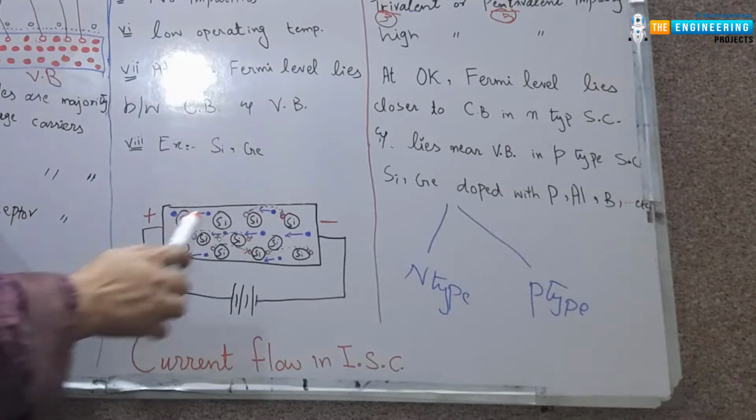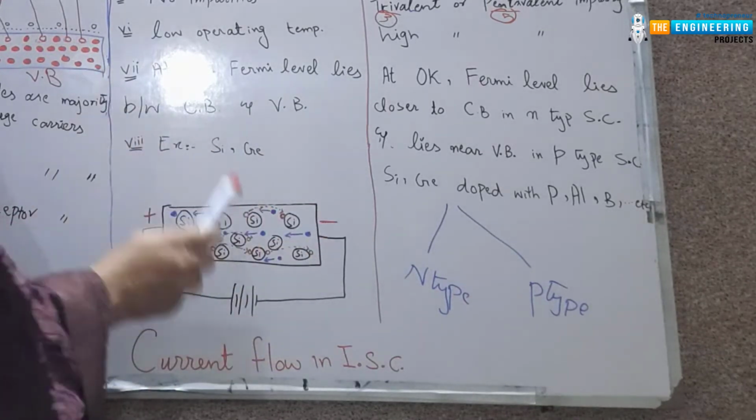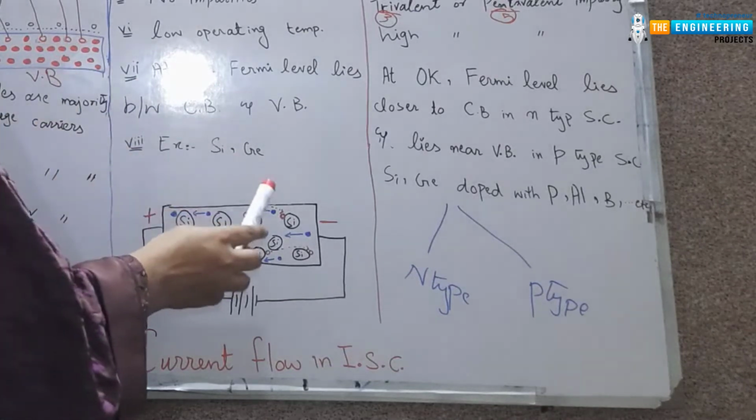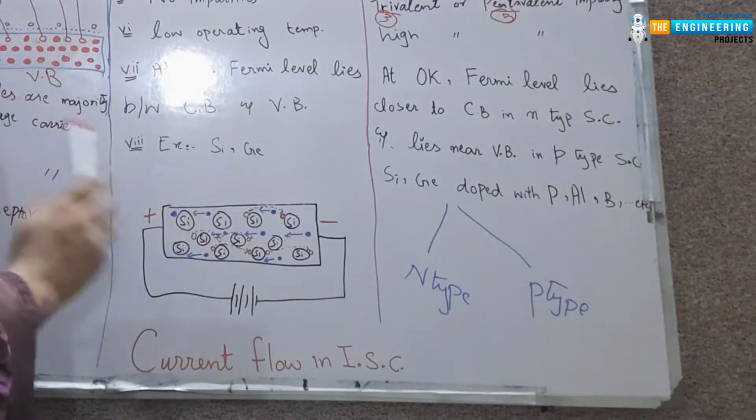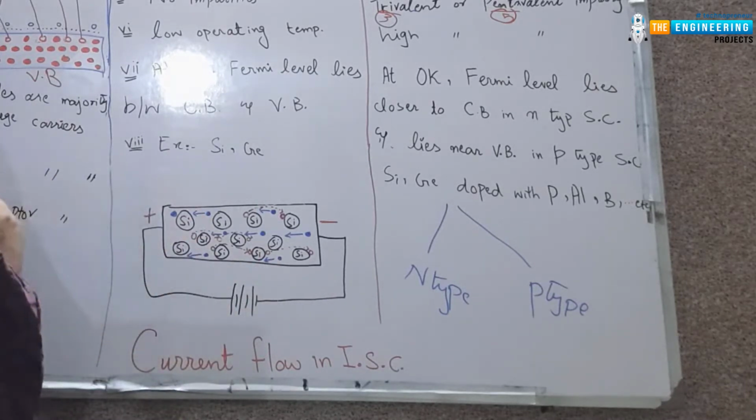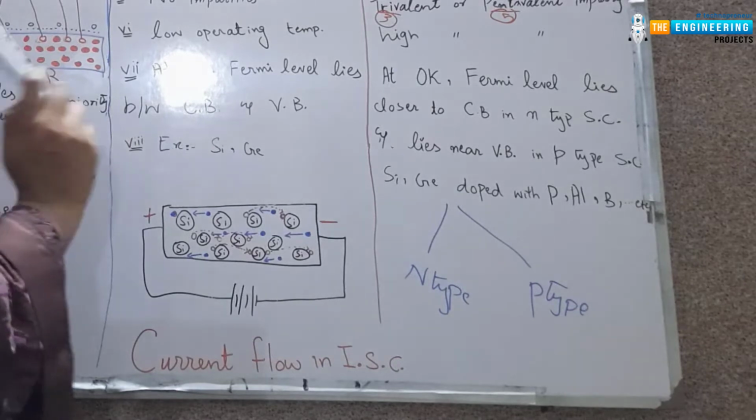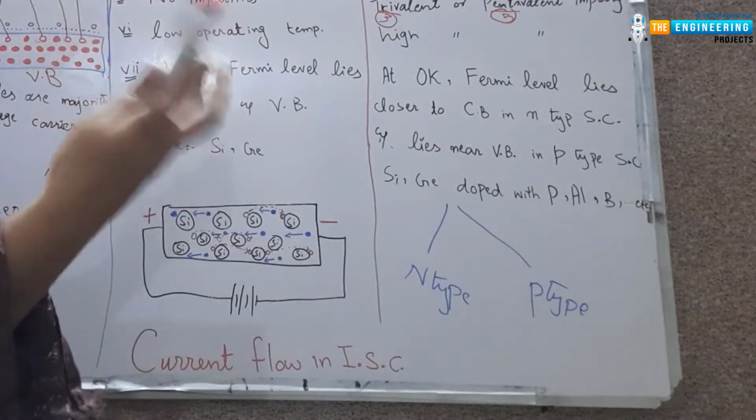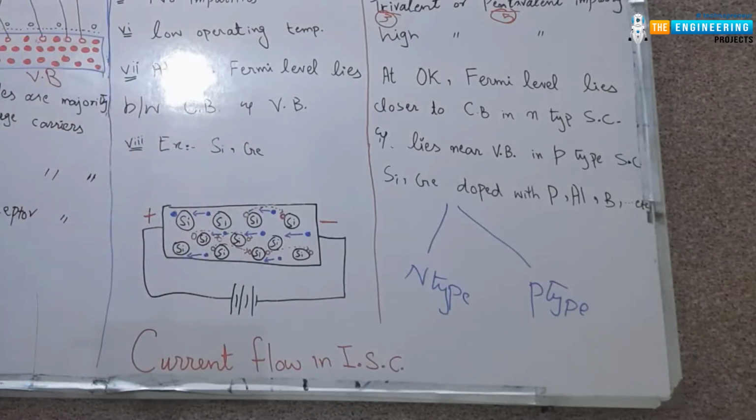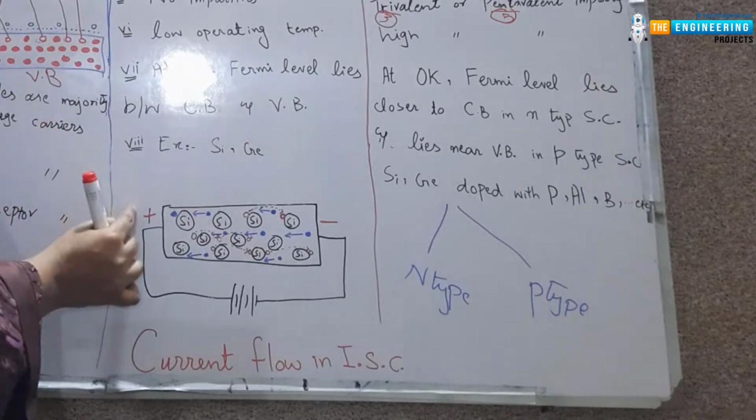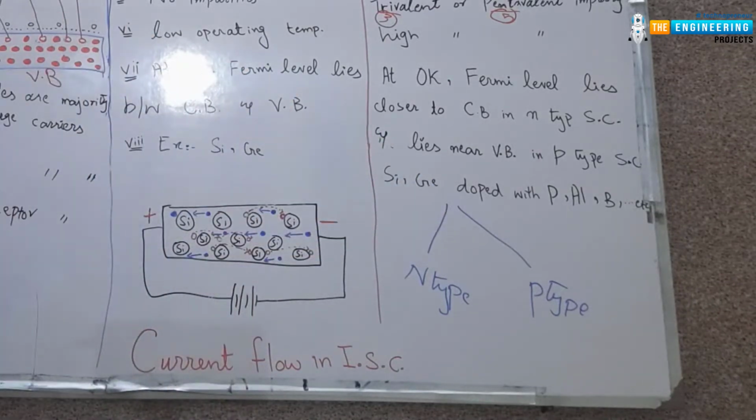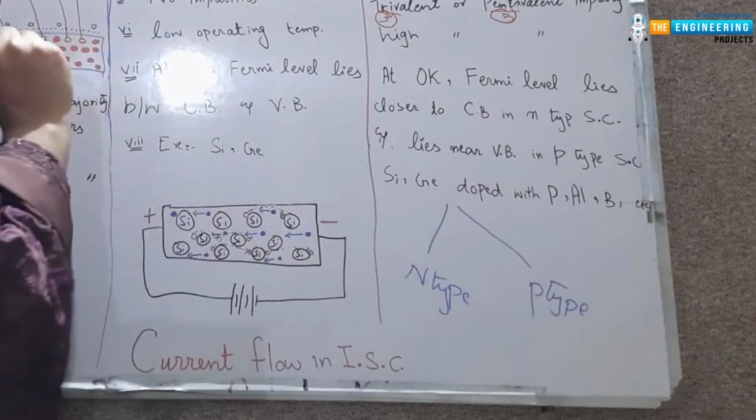Here is the current flow process of intrinsic semiconductor. You can see here that these are the silicon atoms. This is the material containing silicon atoms, and here are the electrons and holes. When the potential is applied, this is the positive potential and here is the negative potential, and the electrons are negatively charged. You know opposite charges attract, so electrons move towards the positive potential and the holes move towards the negative potential.